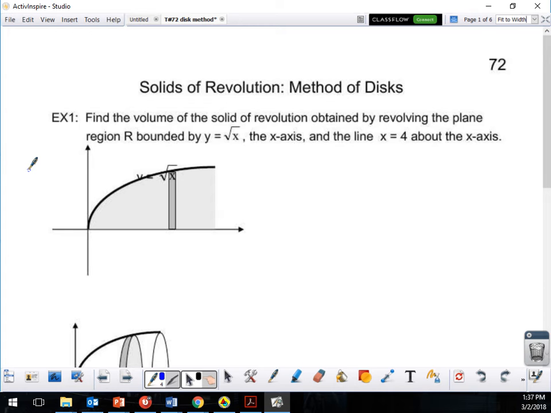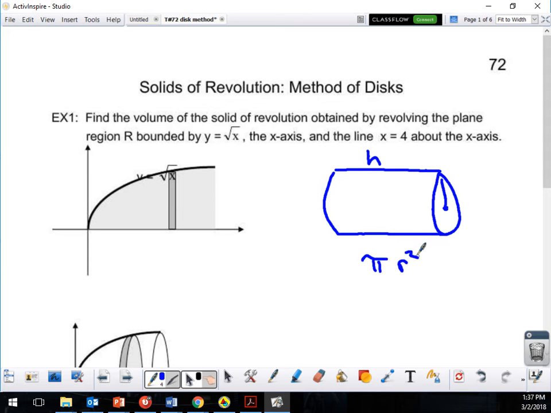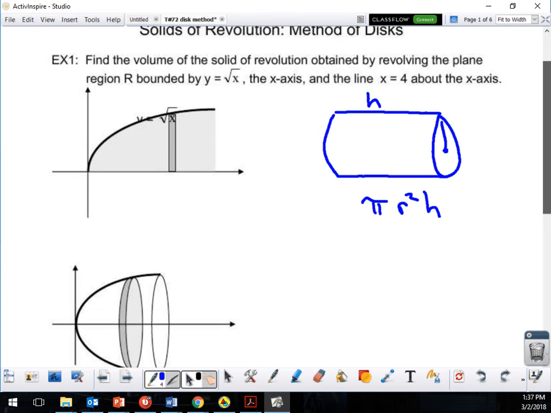So now we're gonna find, that's a cylinder. There's a cylinder, right? How do I find the volume of a cylinder? The area of the circle times the height. So it's going to be pi r squared times h. Now I'm going to use this same thing, but treat it as a big cylinder.